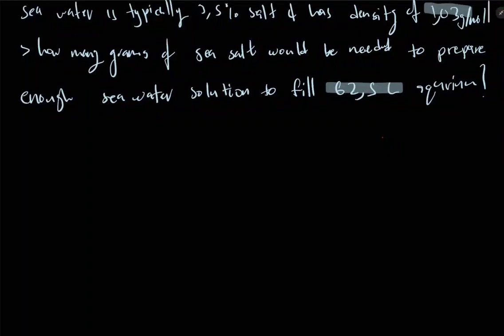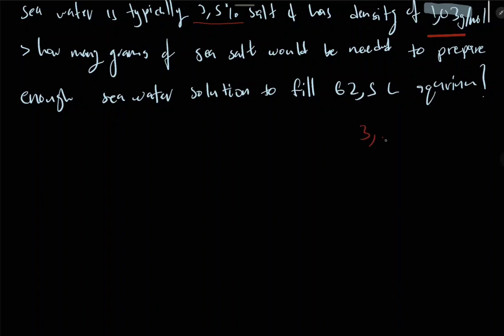The next problem we are going to try is a stoichiometry problem, and you are going to use dimensional analysis to solve it. So let's try it together. Let's read the problem first. Seawater is typically 3.5% salt by mass, and has a density of 1.03 grams per milliliter. I think there was an error there. Let's just write what we have.